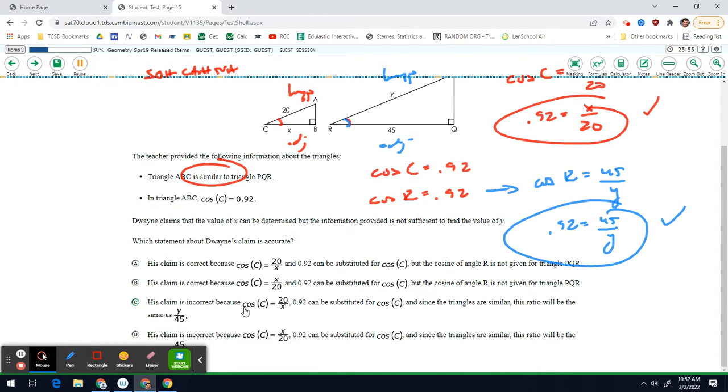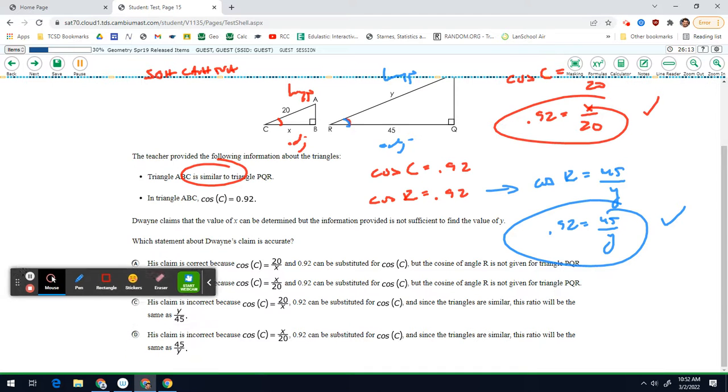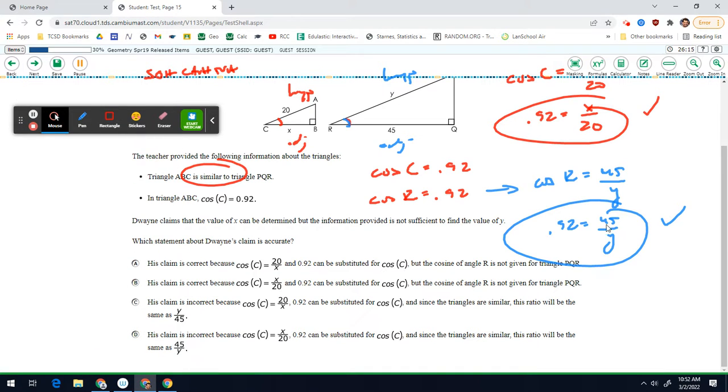His claim is correct because the cosine of C is 20 over x. That's false. It's not 20 over x. It's x over 20. His claim is incorrect because cosine of C is x over 20, 0.92 can be substituted for cosine of C, and since the triangles are similar, the ratios will be the same as 45 over y. And that is true, right? 45 over y is the cosine of R. So that is the correct answer. Kind of a tricky cosine problem.